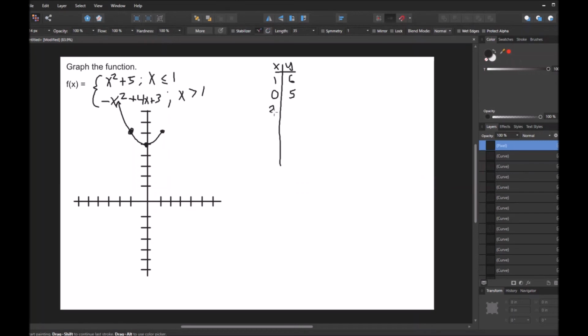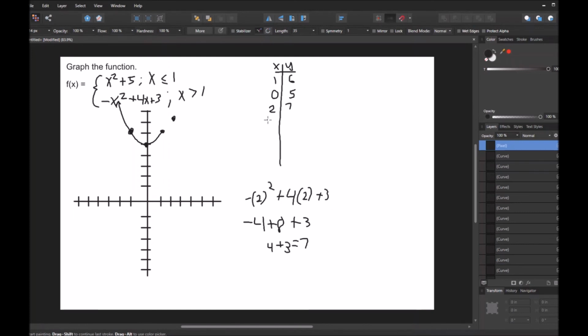So if we plug in 2, for example, we're going to have negative 2 squared plus 4 times 2 plus 3. And 2 squared is 4, so we have negative 4 plus 4 times 2 is 8. And that's going to be plus 3. Negative 4 plus 8 is 4, and 4 plus 3 is 7. So we have 2 comma 7 right there. So we can go to 2 and like this, 2 comma 7.